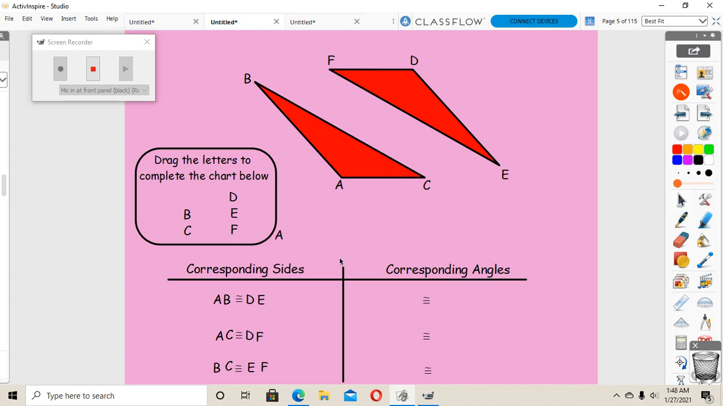Angle A corresponds to angle D. Angle B corresponds to angle E. And angle C corresponds to angle F. Here all the sides and angles are equal, so we can say these two triangles are congruent triangles.